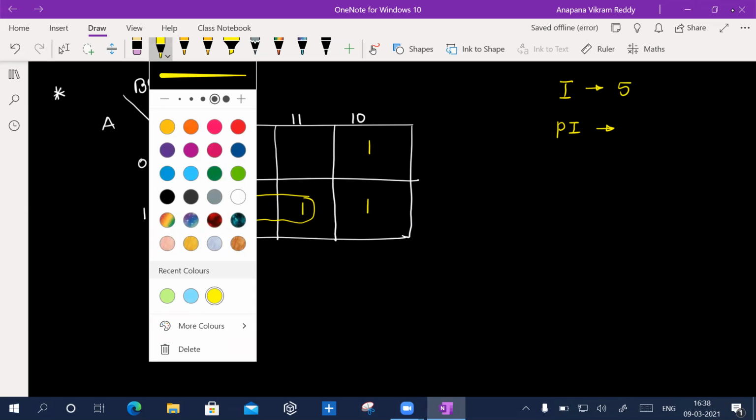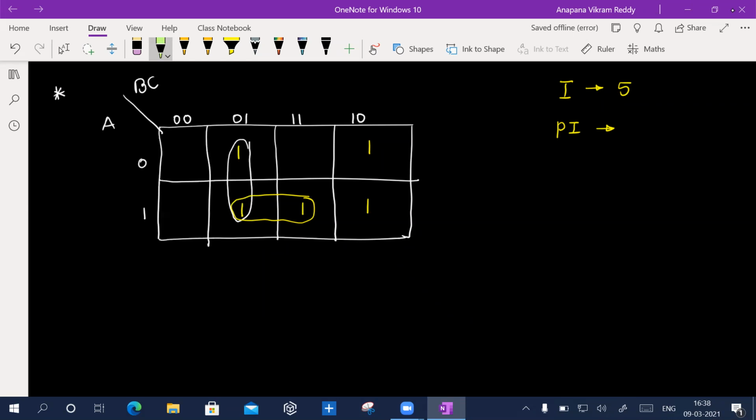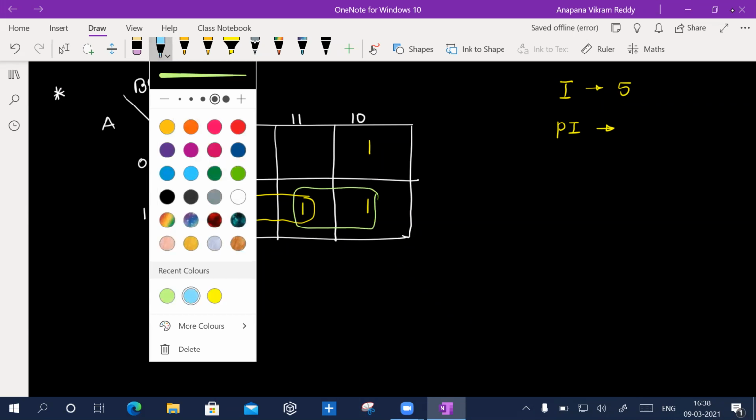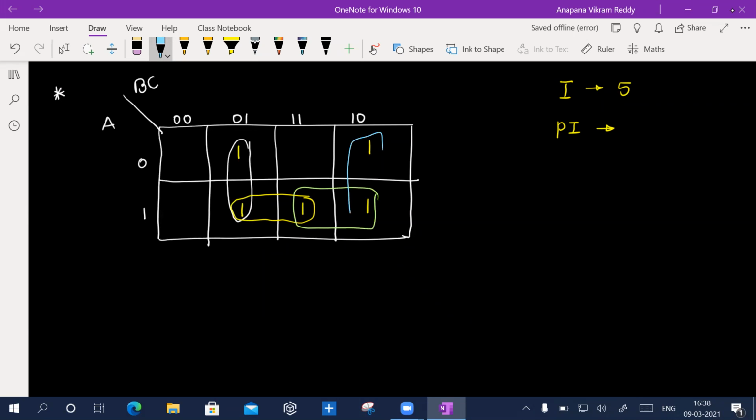And I have, which color can I take? This is also possible, and this is also possible. Okay. Anything else possible here? No. So sir, we have 4 PIs. How many EPIs now? 2, sir.